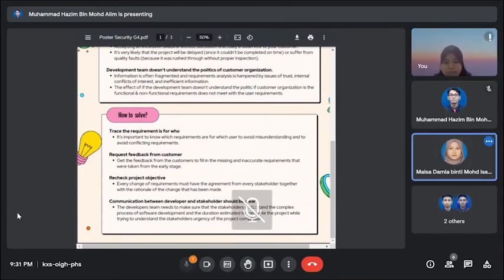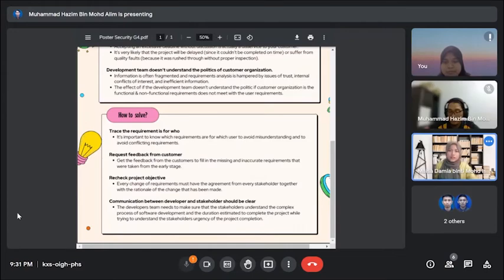Next is to look back at the project objectives. If requirements are constantly changing during the development, refer back to the project objectives, or what the project is trying to achieve, to see whether the change of requirements is necessary for the project. Every change of requirements must have the agreement of every stakeholder together with the rationale for the change that has been made. And the last one is to communicate between developers and stakeholders.